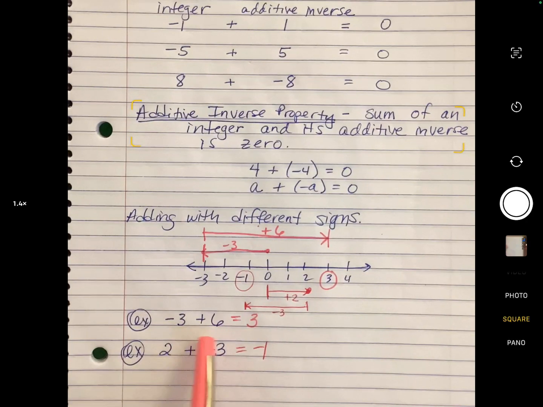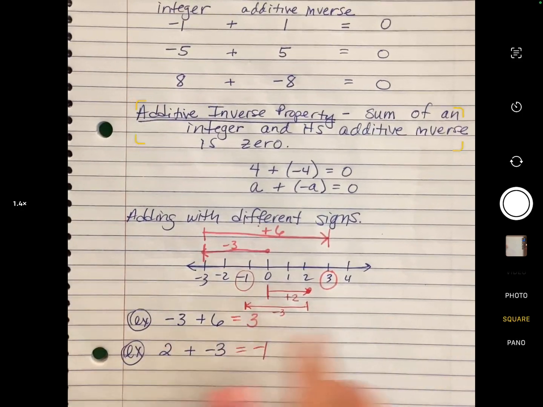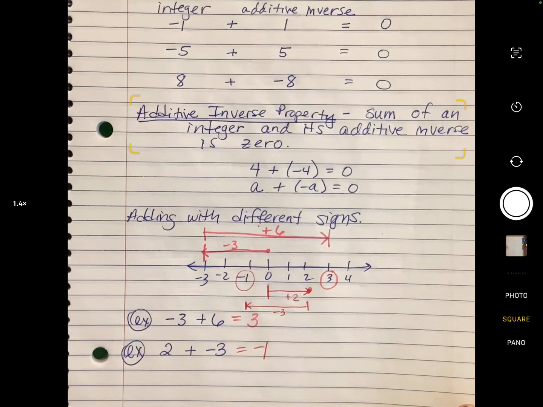Notice though, if I just think about their absolute values, 6 and 3, I get 3. 2 and 3, I get 1. What am I doing? I'm not really adding those numbers. I am subtracting those numbers. Okay, I'm going to move to a new page. Pause if you need to.